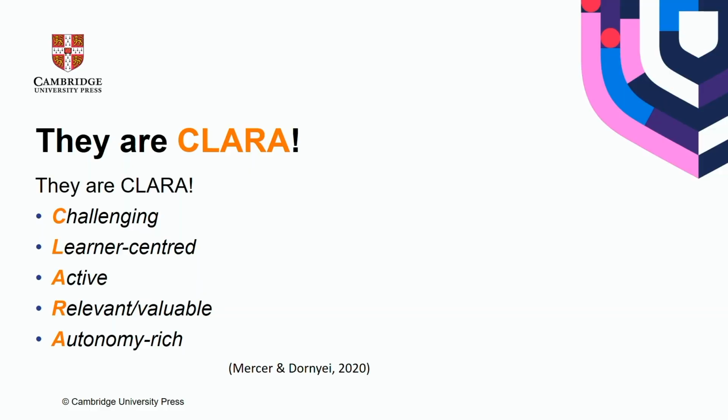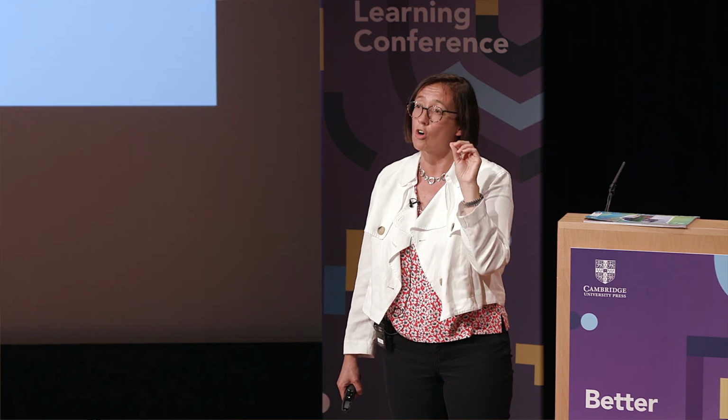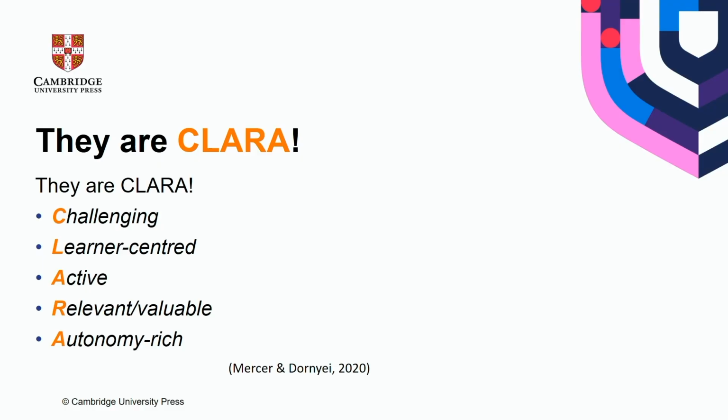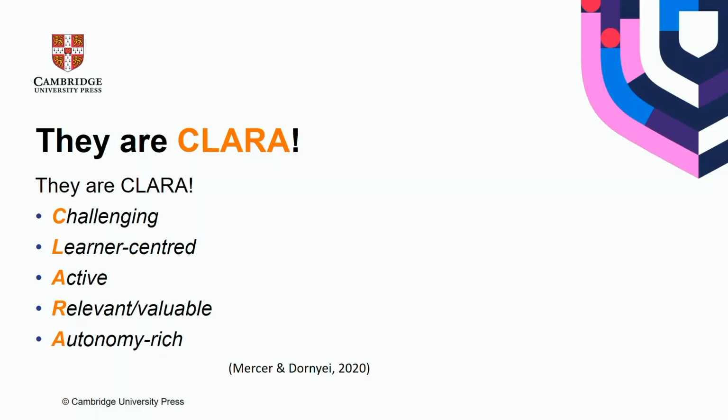CLARA stands for, they are challenging. We've got this idea that challenging is a bad thing. It's a great thing, but it's the right amount of challenge. Too easy, they'll be bored. Too difficult, also bored. So it's finding that optimum level of challenge. Learner-centered, letting them have some choice and voice. Active, not passively like unfortunately you're doing now, but actively involved in their learning, actively doing things. The learners see what they're doing as relevant and valuable to who they are and to their lives beyond the classroom. And they are rich in opportunities for autonomy.